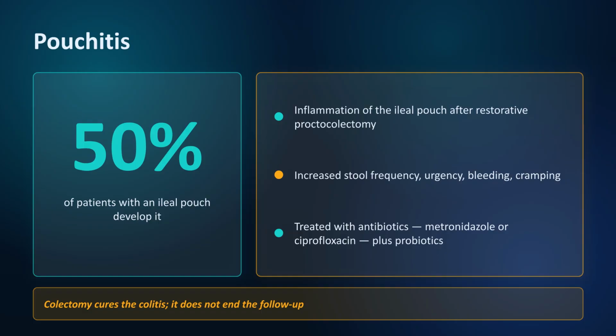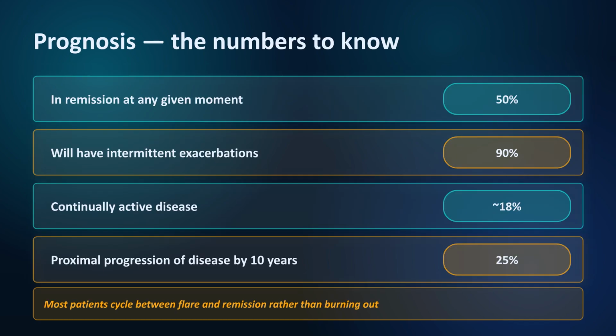There is still a pouch to look after. Recurrent or chronic pouchitis sometimes needs longer-term therapy. Now the prognosis numbers. About 50% of patients are in remission at any given moment. 90% will have intermittent exacerbations over time, so relapse is the rule rather than the exception. Roughly 18% have continually active disease that never fully settles. And 25% show proximal progression by 10 years, meaning the disease extends further up the colon than where it started.